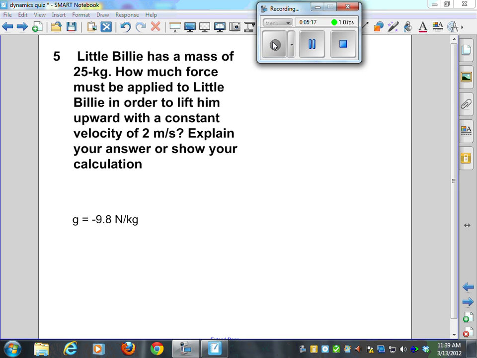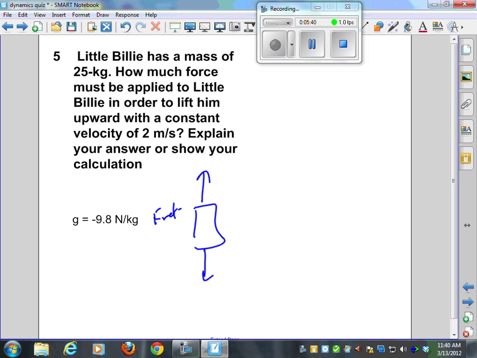Number 5, my friend Little Billy has a mass of 25 kilograms. How much force must be applied to Little Billy in order to lift him upward with a constant velocity of 2 meters per second? If you're lifting upward with a constant velocity, what is the net force? What is the net force? If he's going up at a constant velocity, the net force, you're right, Courtney, is 0. How much force is there down on him? It's mass times gravity. This one's a little bit tricky because I haven't shown you this kind of thing before. Mass times gravity, so it's 25 times minus 9.8. 245?